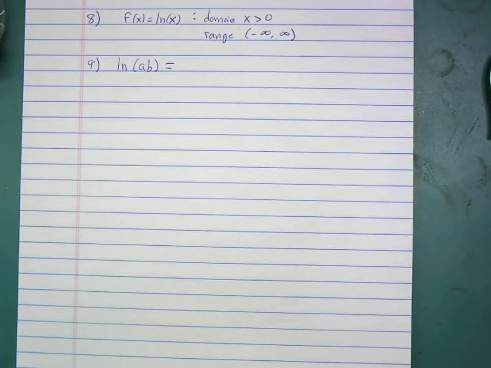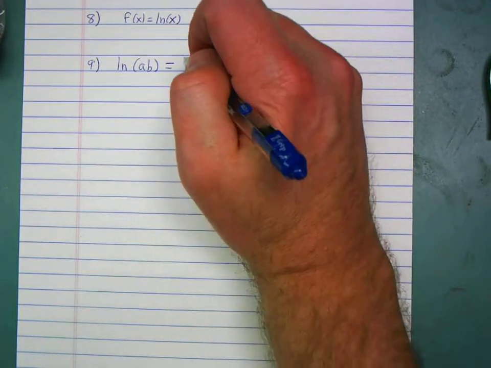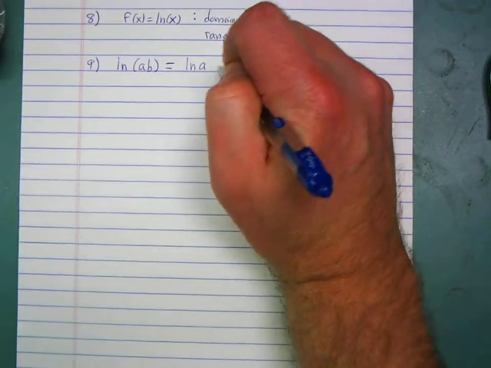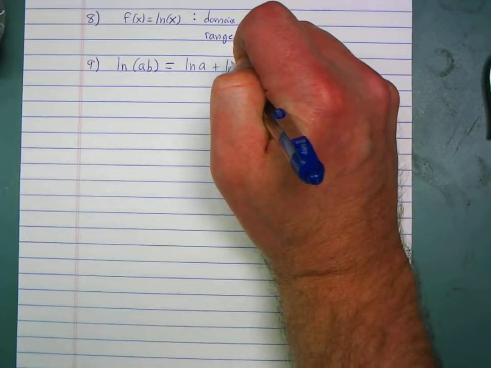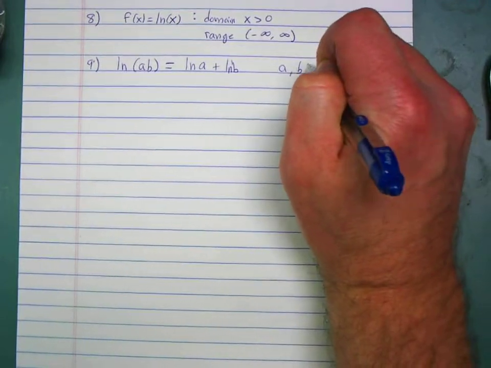What happens when you have a logarithm and you multiply two numbers? What's the ln of a times b? What do logarithms do to multiplication? They change it to addition. This is ln of a plus ln of b. And of course, a and b are both positive numbers here.